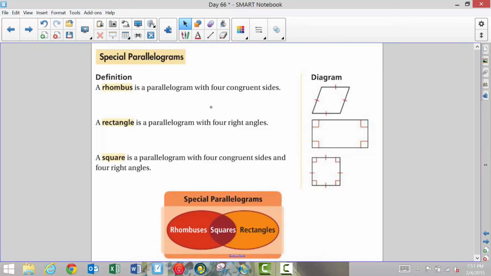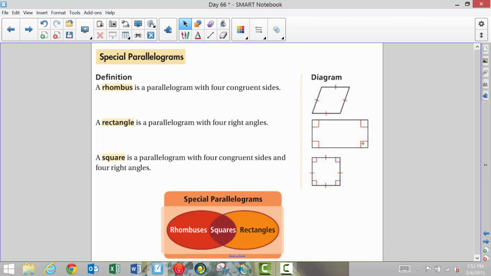So a rhombus is a parallelogram with 4 congruent sides. So if you have a parallelogram and all sides are congruent, it's not a square, it's not a rectangle, it's a rhombus. Again, if you know it's a parallelogram and you know 4 sides are congruent, then it's a rhombus. Then you have a rectangle, which is a parallelogram with 4 right angles. If you have 4 right angles and only 4 right angles, it does not make it a square.